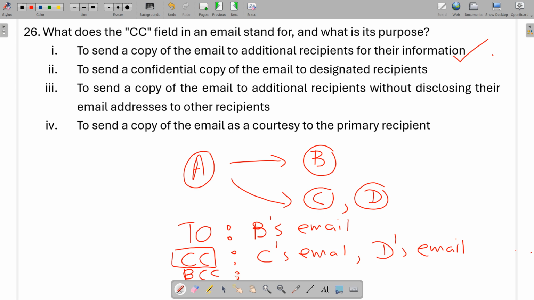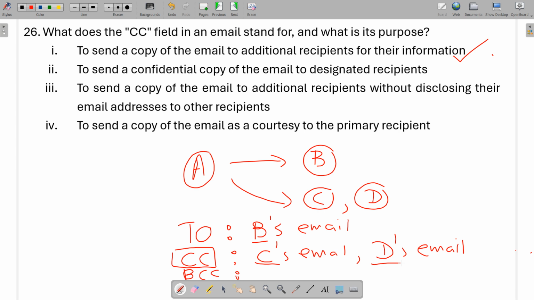And not the third one as well. It says to send a copy of the email to additional recipients without disclosing their email addresses to the other recipients. If you put it in the CC, the other recipients' emails will be disclosed, right? Person C will be able to recognize that the email has been sent to B as well as carbon copied to D, and person D will be able to recognize that this email is sent to C in the CC position, as well as the main recipient B. So emails are disclosed. So it's not the answer.